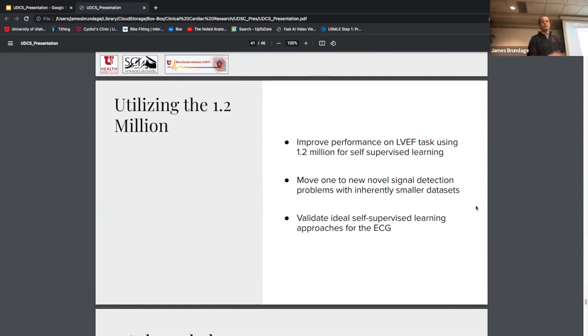Hopefully next steps are to further develop our contrastive approaches while now actually using our 1.2 million to see if we can boost performance on our ejection fraction task, and then start working on exciting small data set problems that we've been trying to gather labels for that are super novel and haven't been published yet and are quite exciting. So yeah, thank you.